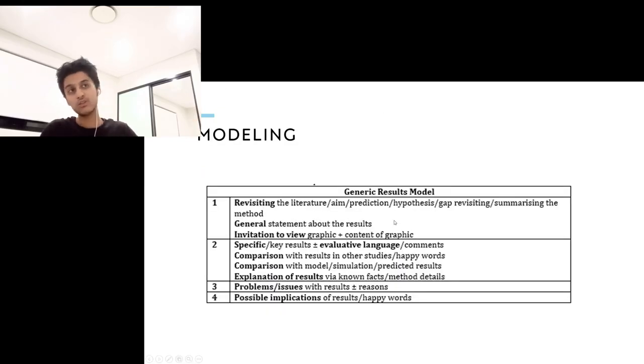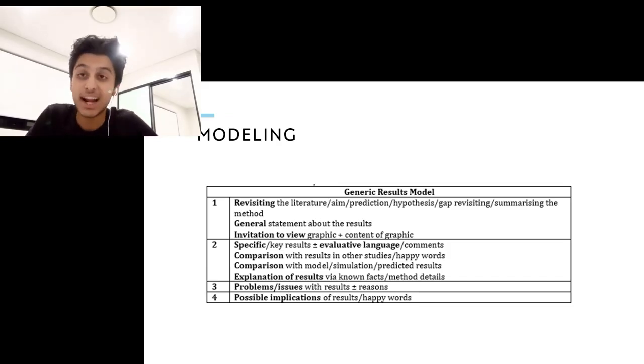Next. Now, how do you model your results? So the key model is divided into 4 sections. You want to revisit literature aim prediction. So you want to start by creating that flow. Then you want to make a general statement about the results. And then you want to invite them. This is where your frame comes in. You want to invite them to view the graphic or the content of graphic. In the second section, you want to go into the specifics of the key results.